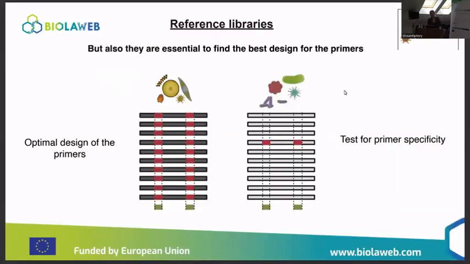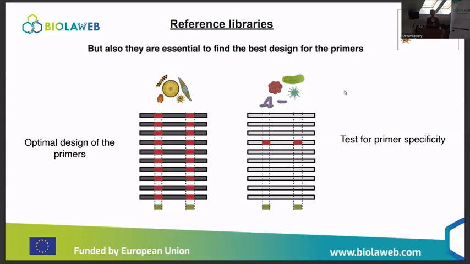And the last thing I want to say about reference libraries is that they are essential to find the best design for the primers. The more sequences you have in your reference libraries, the more precise you will be in the design of the primers. If you want to target the whole phytoplankton and you only have diatom sequences, your primers might really well target the diatoms, but not other groups of phytoplankton. So it's very important, and that's why we keep having more and more well-designed primers, the more sequences we have in the reference libraries.